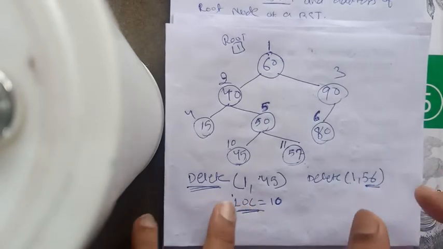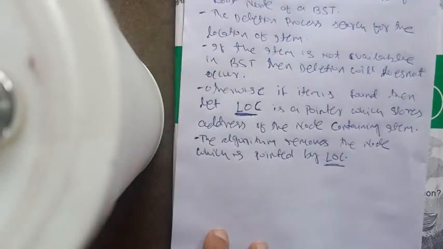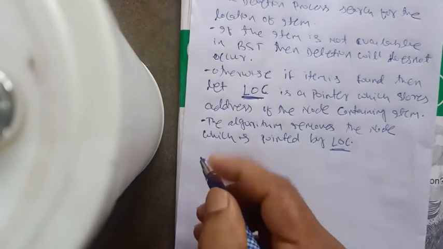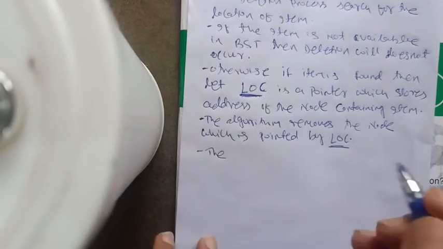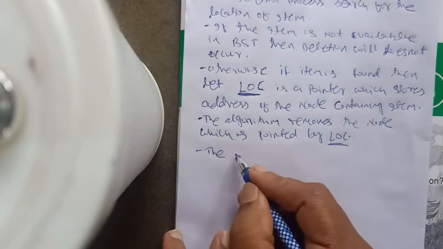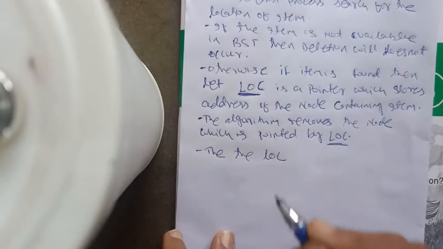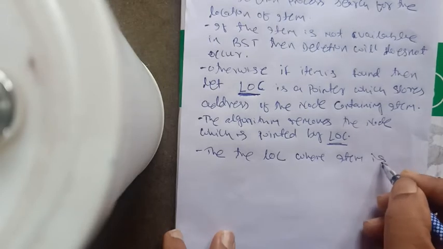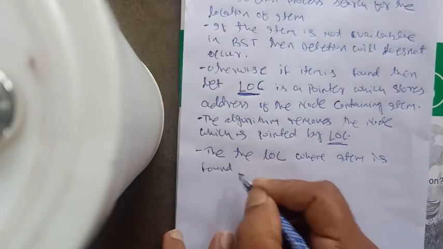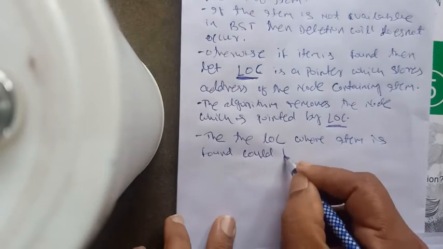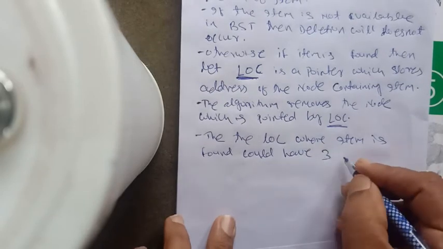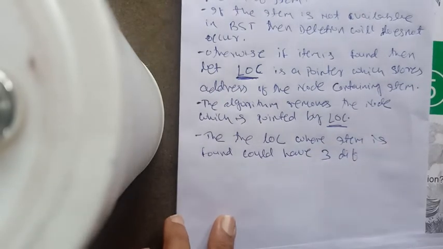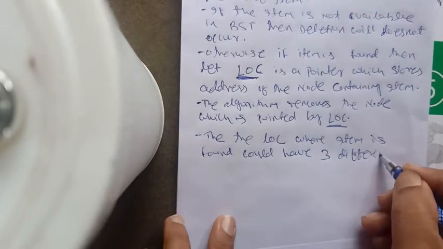Now the main part of the deletion process: the LOC, which is a node where the item is found, could have 3 different possibilities. We have to analyze the 3 different cases.